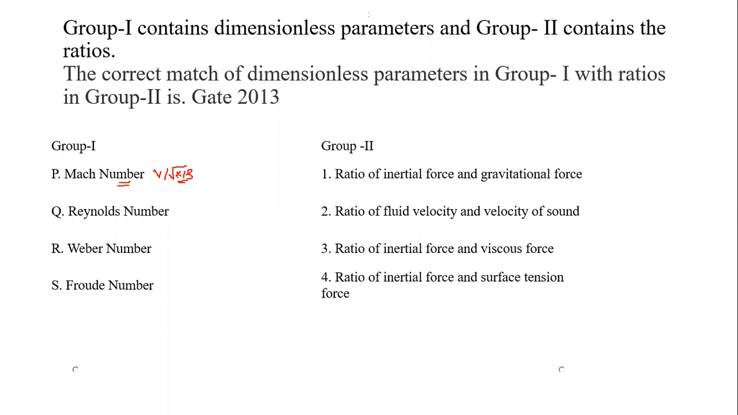It means V by root of K by rho. So we have to select the proper option from group 2 related to the Mach number. Which option is correct? For the Mach number, it is a ratio of inertia force to the elastic force, and after simplifying we get V divided by root of K by rho, which is the velocity of sound in a fluid. So the correct option is 2. I would like to go for option 2 directly.